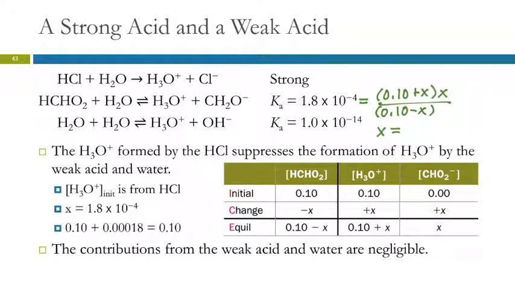And my solver is telling me that that's 0.000179. This is the contribution to the hydronium ion concentration from the weak acid. We could do a similar calculation for the auto-ionization of water, but this being so much smaller, the X for that is going to be even smaller.